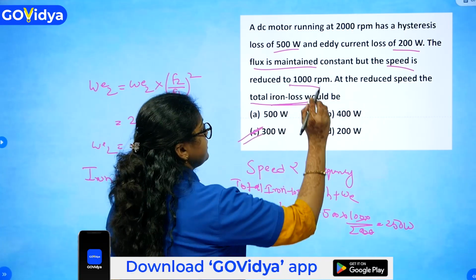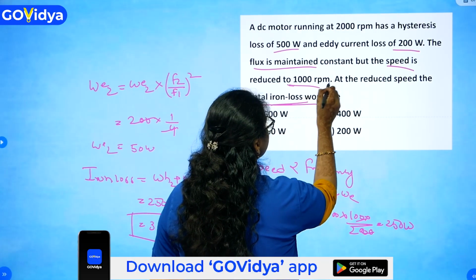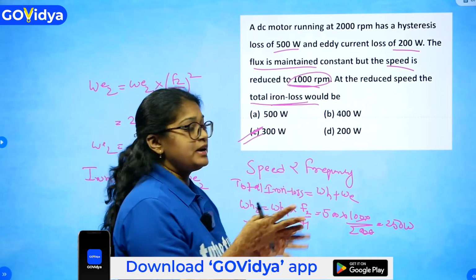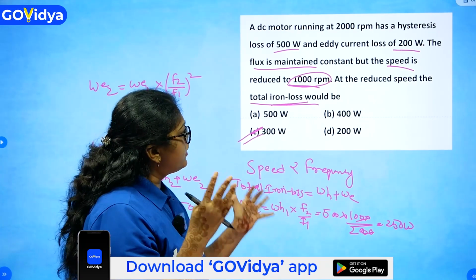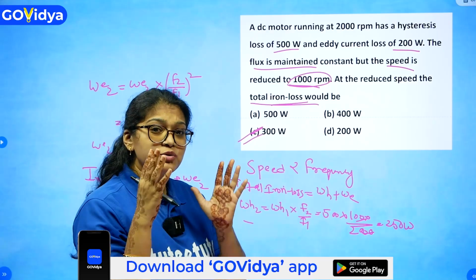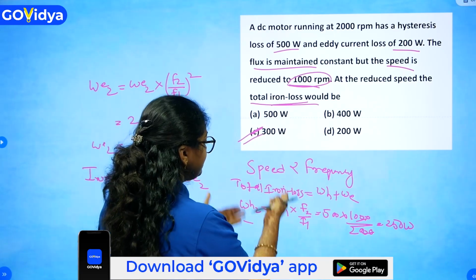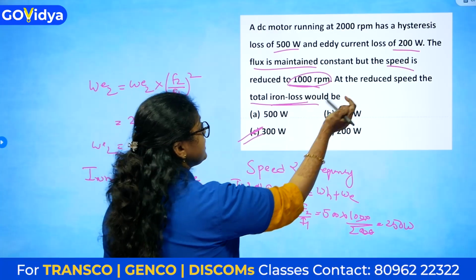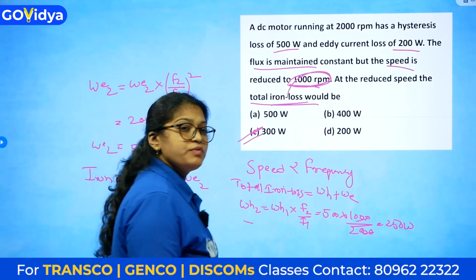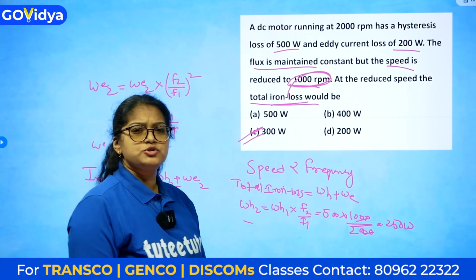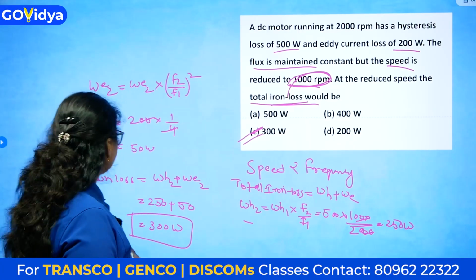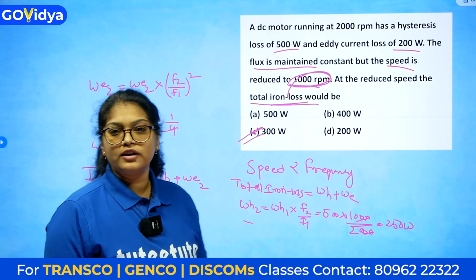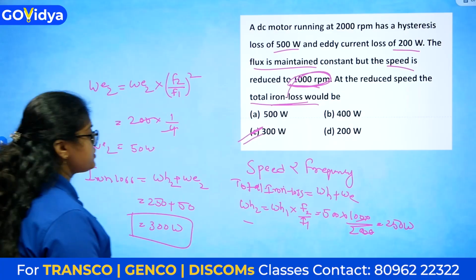Don't get confused. They have given in the question that speed is reduced, so we have to see the relation between the speed and frequency, or speed and poles, or something. We have to check the relation. Directly they didn't give the data regarding the frequency, but they have given the data regarding the speed. We know that speed is directly proportional to frequency. From there I have calculated the eddy current loss and the hysteresis loss, that is nothing but the total iron loss. Okay, let's move to the next question.